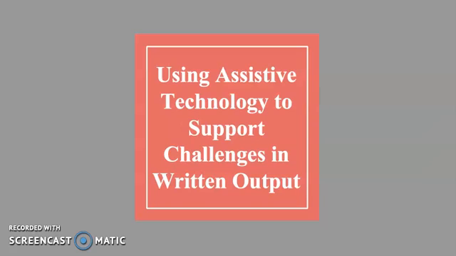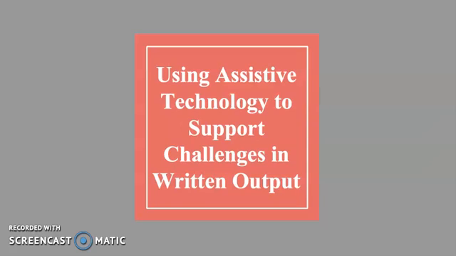Let's back up and do a little retrieval practice before we dive into this unit by thinking about what the definition of assistive technology is. So AT is technically defined as any item, piece of equipment, program, or product system used to increase, maintain, or improve functional capabilities of a person with a disability.